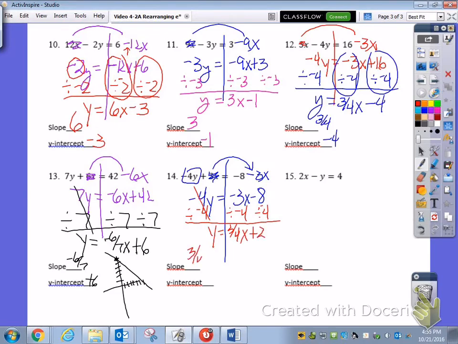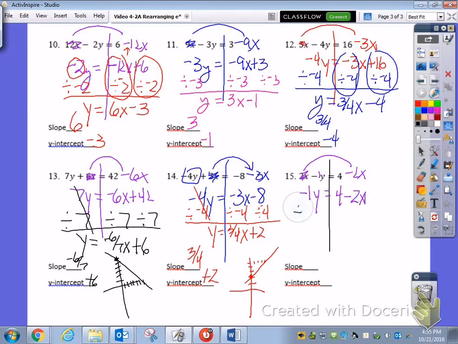So 3/4 plus 2. So you know if I had a graph, you go up 2 and you go up 1, 2, 3, and over 1, 2, 3, 4. Okay? It's a graph, real easy. It's increasing. We're just putting it all together. Move over your x, negative 2x. Now this one, if you don't see anything in front, it's a 1, so that's negative 1y equals 4 minus 2x. And then you have to divide by negative 1.